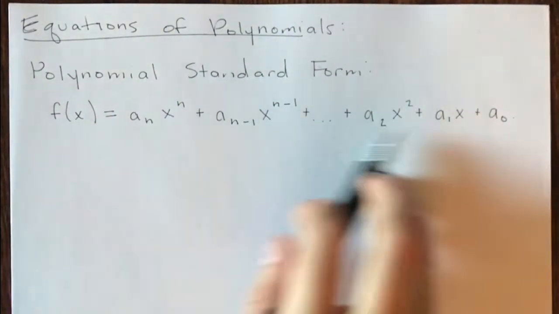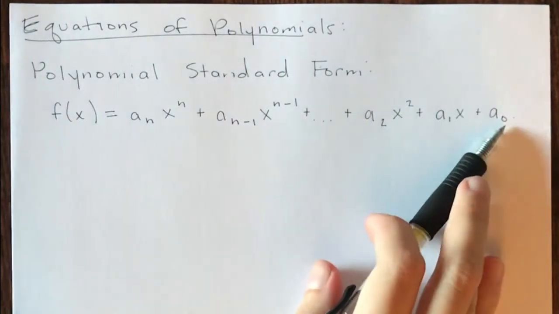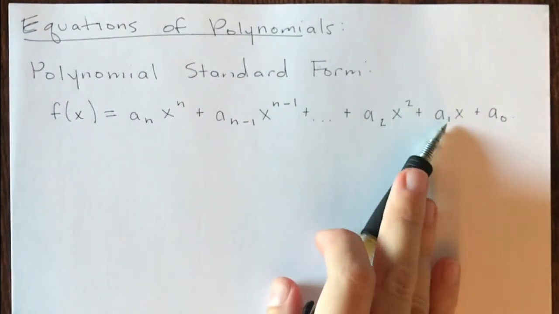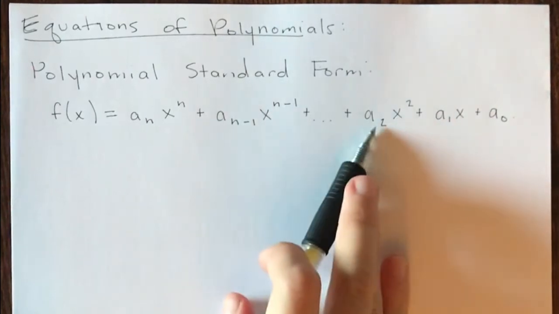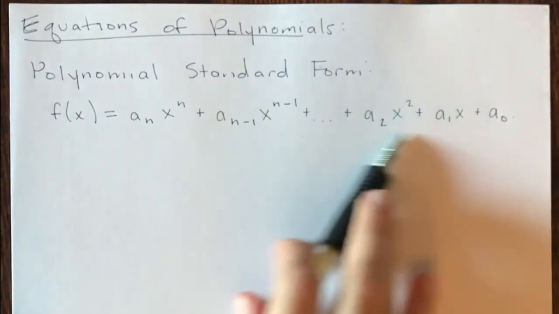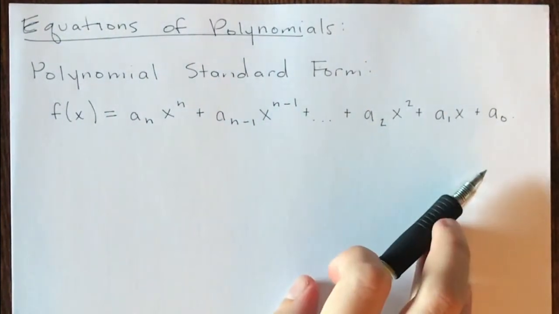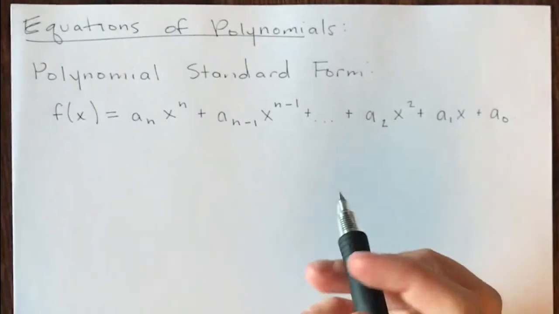Why does it look like this? Well, polynomials can have any number of terms, right? We don't know if there's one term, we don't know if there's 3 terms, or if there's 27 terms. So we are saying for however many terms there are, this is going to kind of give us the outline of what it's going to look like.